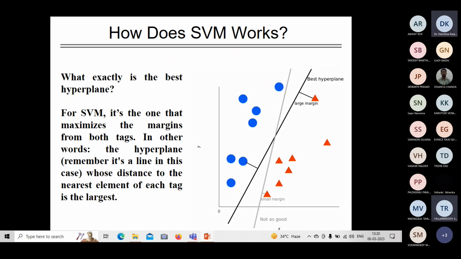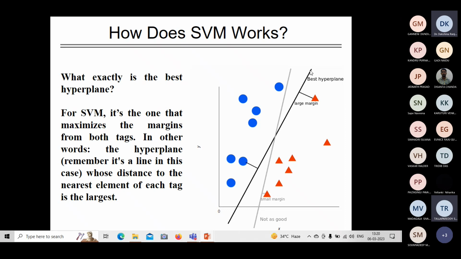Now, what exactly is the best hyperplane? From the SVM perspective, it is the hyperplane that maximizes the margin from both sets of data points. In other words, it is the hyperplane whose distance to the nearest elements of each class is the largest.